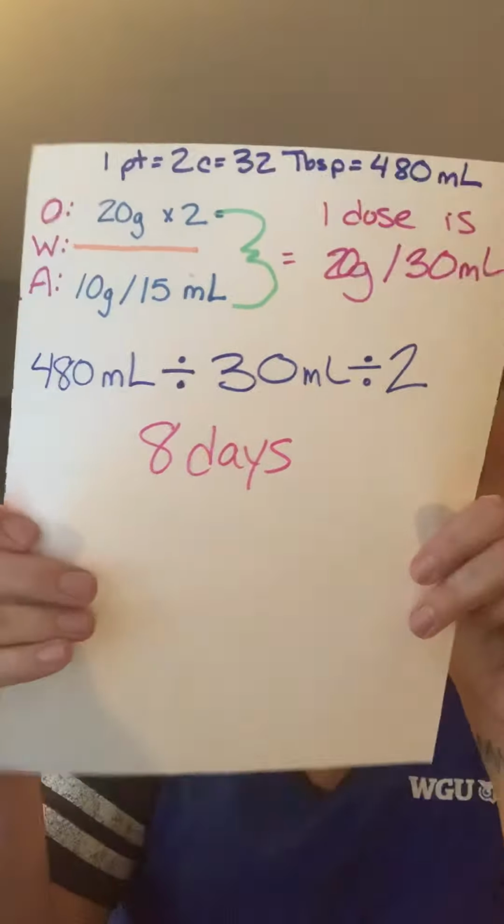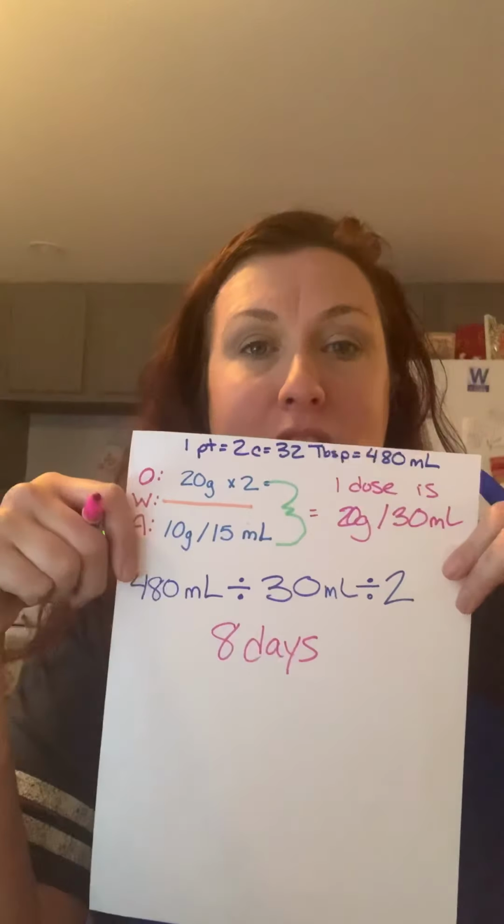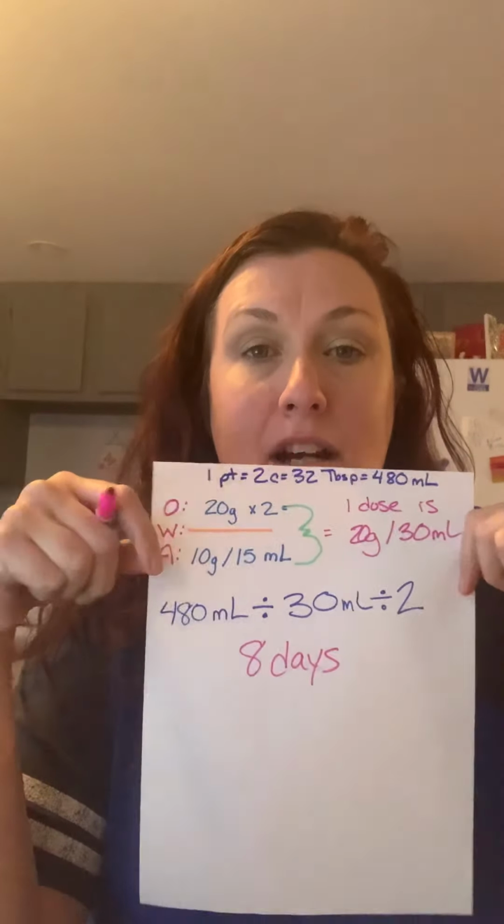Okay, so we have 480 divided by 30 divided by 2. If you didn't divide by 2, which is what I did not do the first time, it'll give you 16 days. But after you get out your handy dandy little calculator, that supply is going to last that patient 8 days on 1 pint, right?